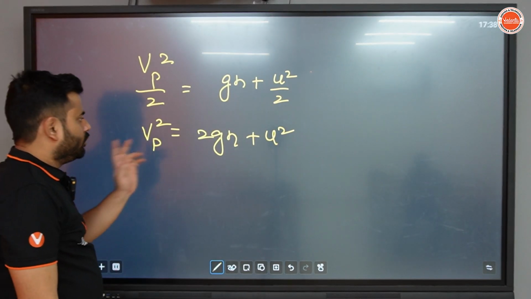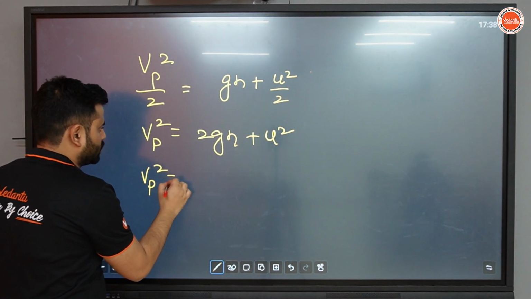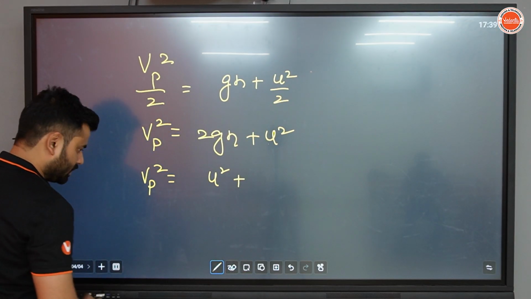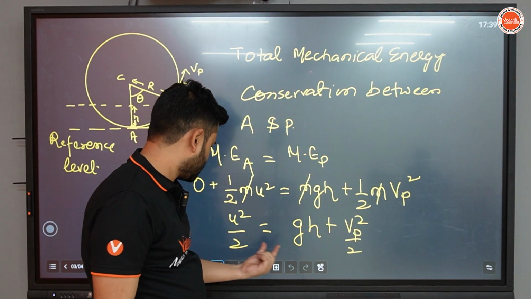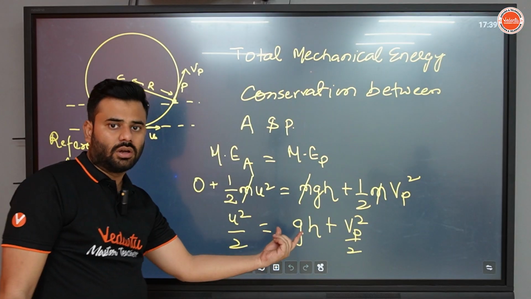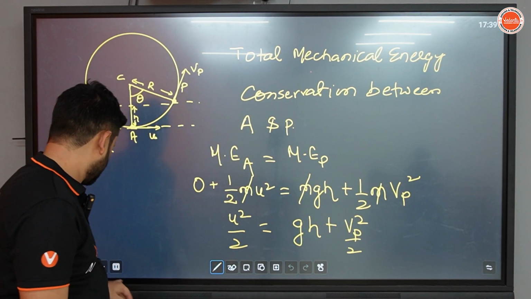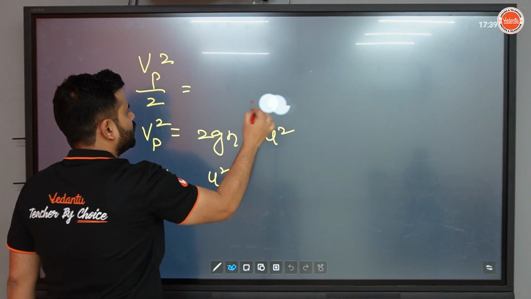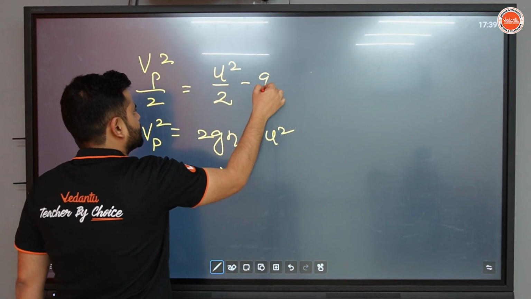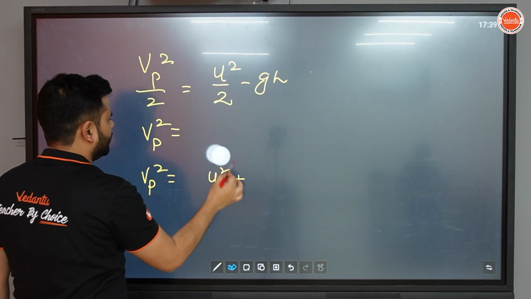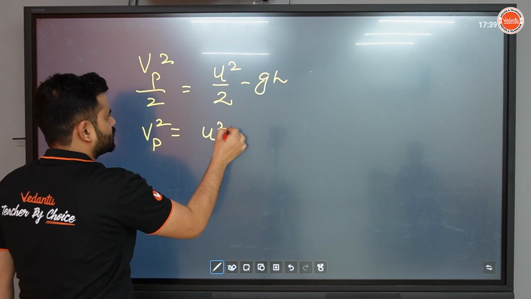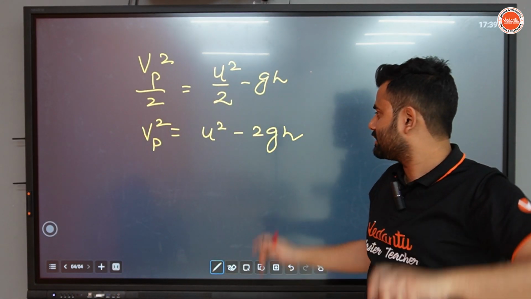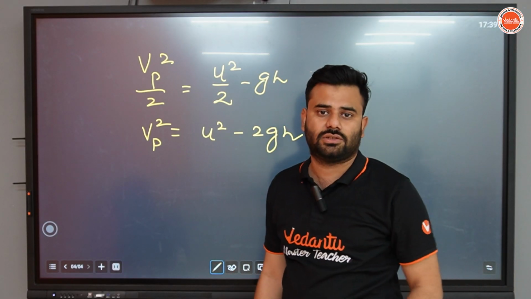If you look carefully, Vp square is equal to what? Actually, wait one second. Here gh plus Vp square by 2 is equal to u square by 2. So Vp square by 2 can be written as u square by 2 minus gh. So if you look carefully, Vp square is equal to u square minus twice of gh. One more thing, sorry. We have to understand what is h. We have to replace h also, because we don't know h. What do we know?